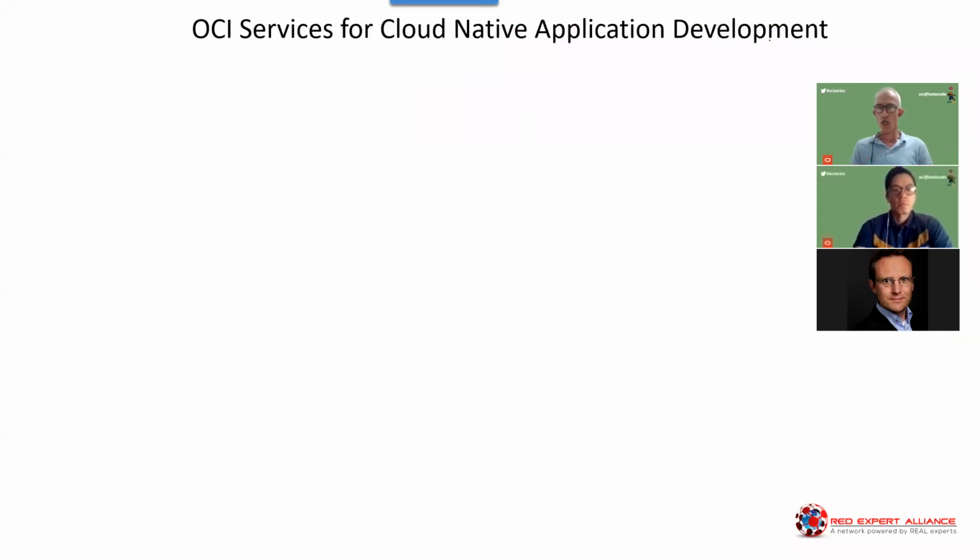So the Oracle Cloud Infrastructure Platform comes with many different services, probably 20, 25, 30 different services. Not all of them are as meaningful for cloud-native application development. Not all of them are discussed in our series. The services that we have selected are the following.